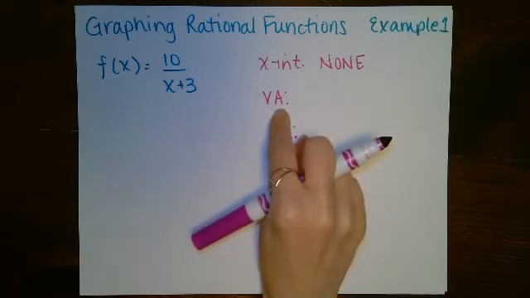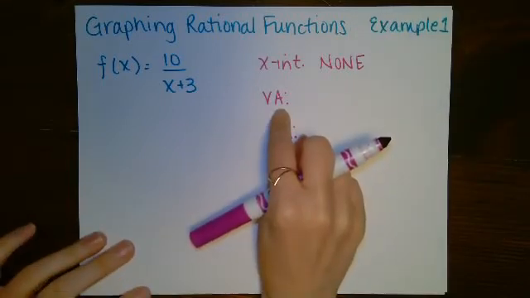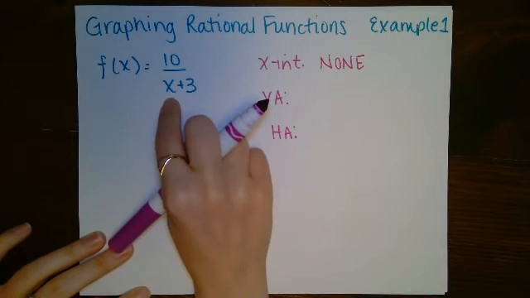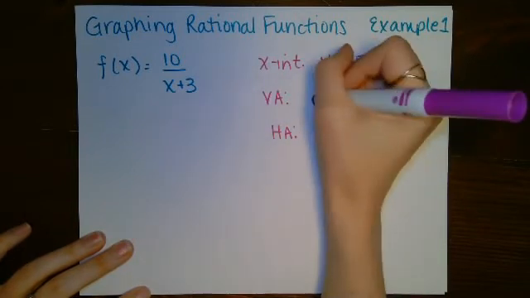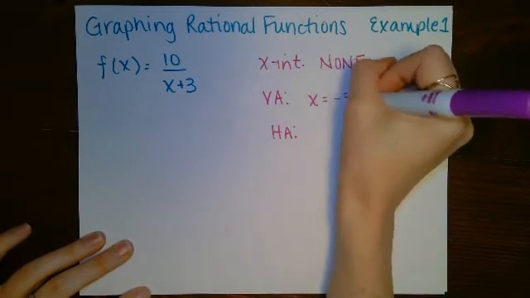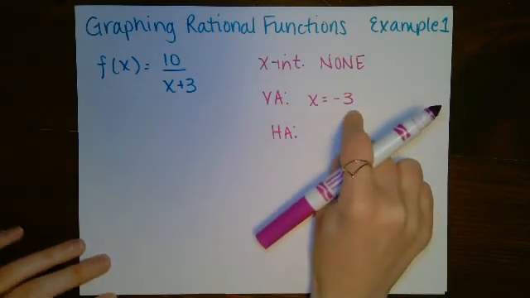Remember that a vertical asymptote comes when the denominator equals 0. In this case, if x were negative 3, plus 3 would equal 0. So x equals negative 3 is going to be the vertical asymptote.